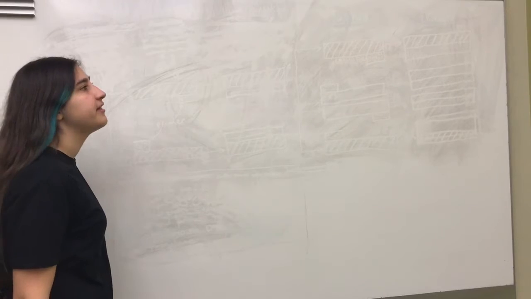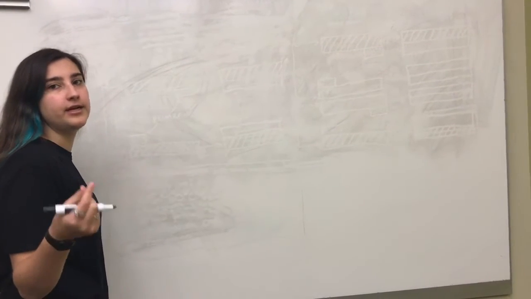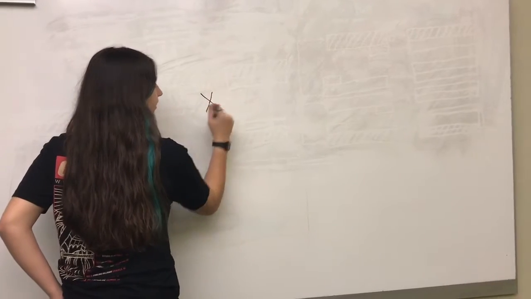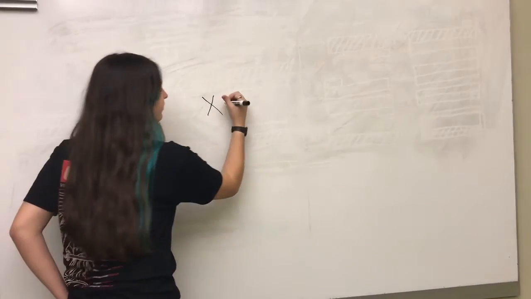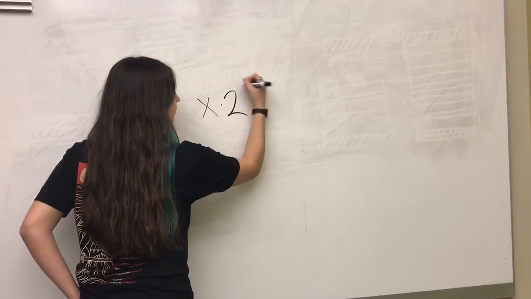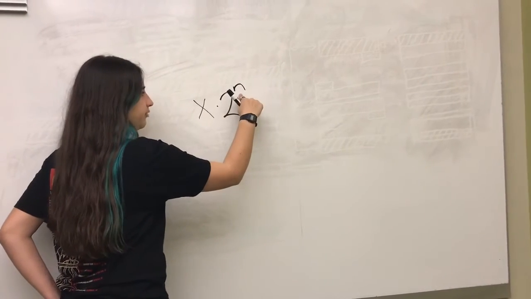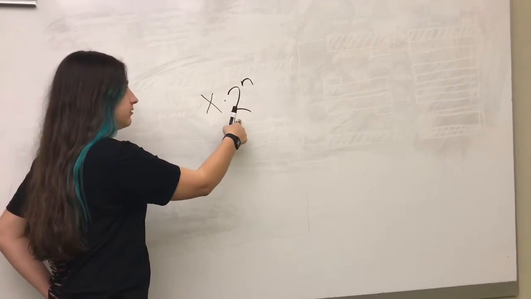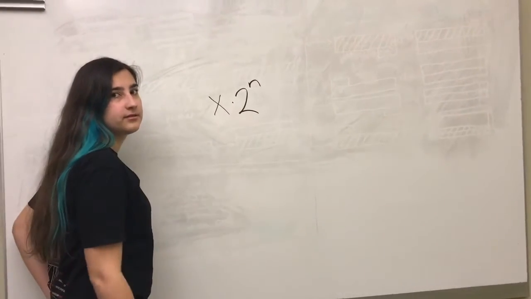The formula to calculate how many segments of DNA you have after a number of PCR cycles is x times 2 to the n, where x is the number of segments you started with, and n is the number of cycles, because each time you double the number of DNA segments.